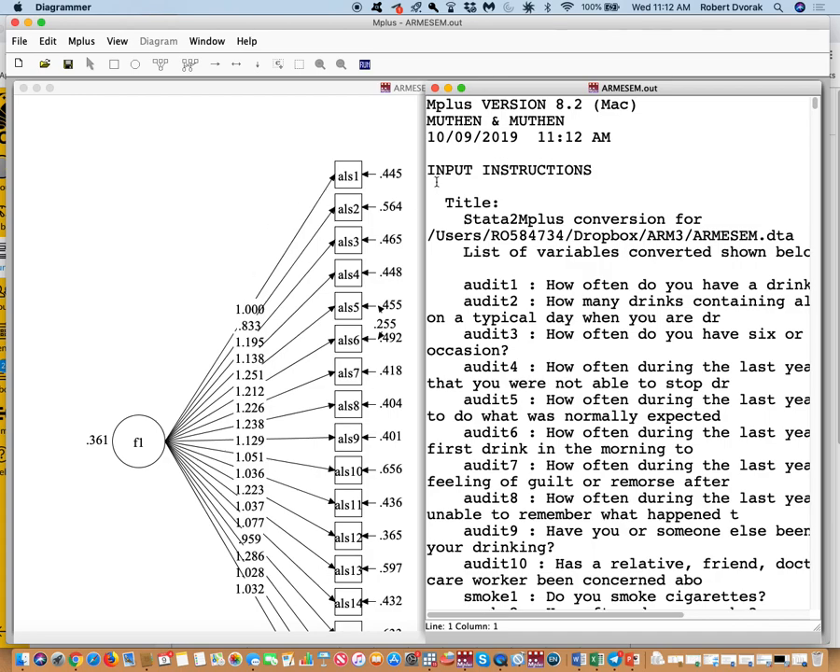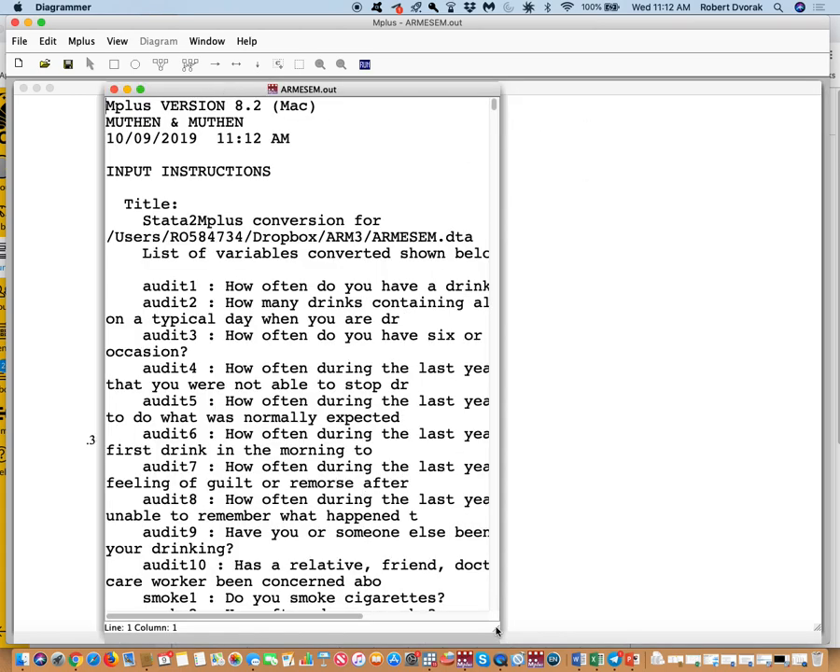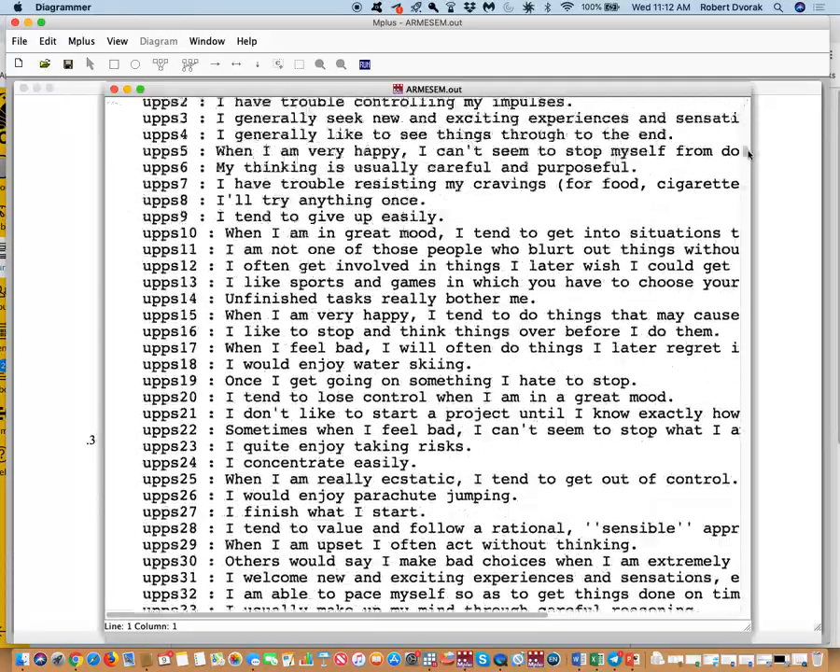This is what it looks like, nice and fancy. 18 items all loading on one. Who's got their chi-square table handy?